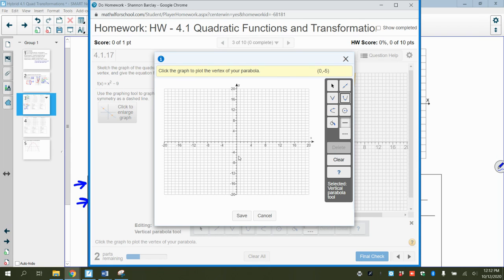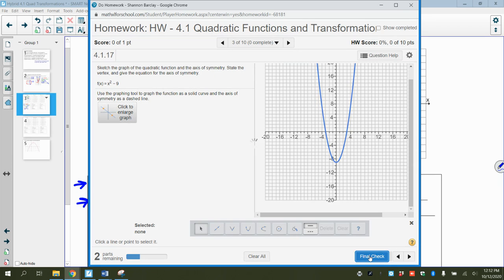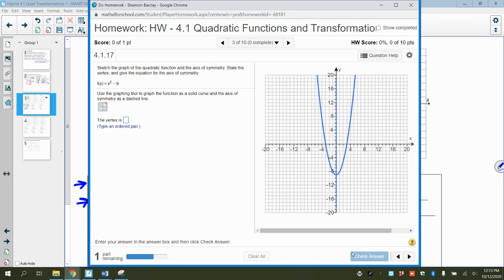Click to graph the vertex. Okay, I did. 0, -9 is my vertex. Click the graph to plot a point. 3 zeros on the graph. Your answer. Correct answer. I don't know why it's saying I'm wrong, because it's the same graph right here. Hopefully you don't have that problem. Let me know if you do.